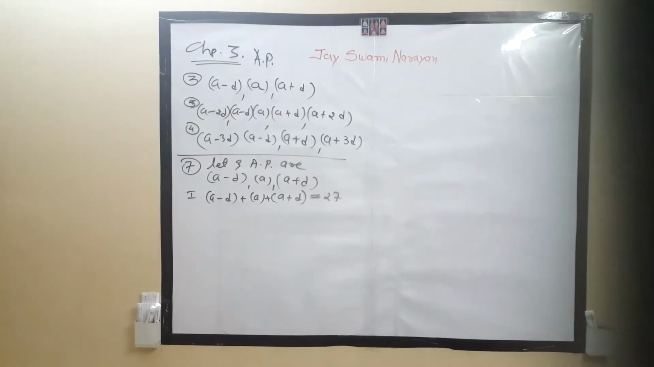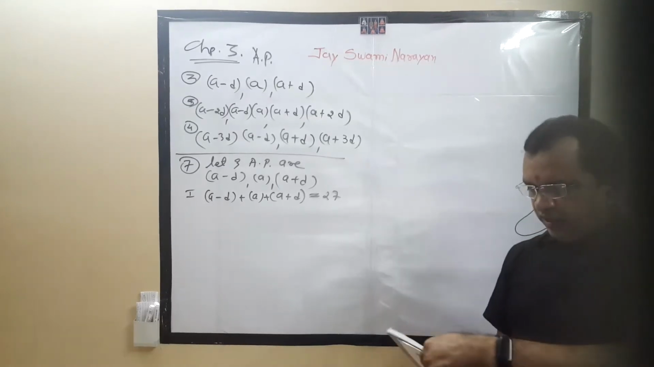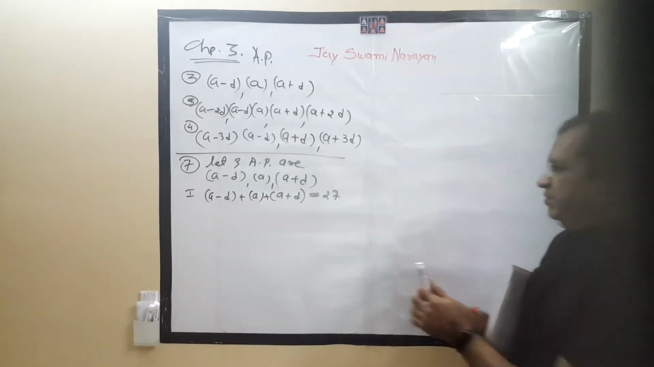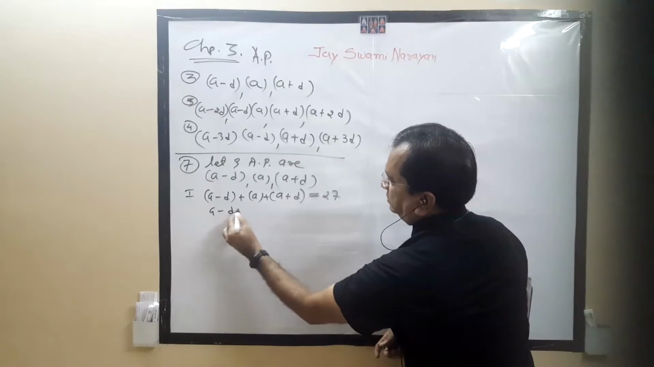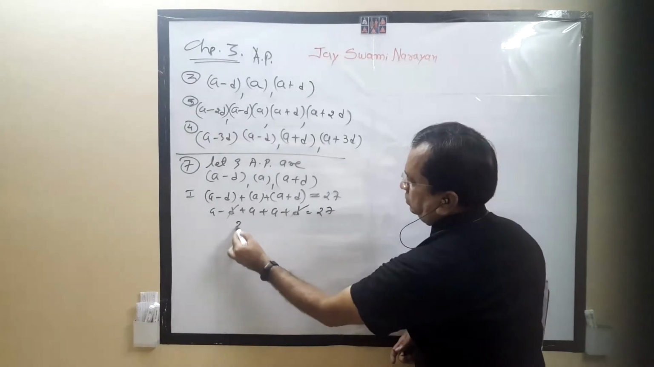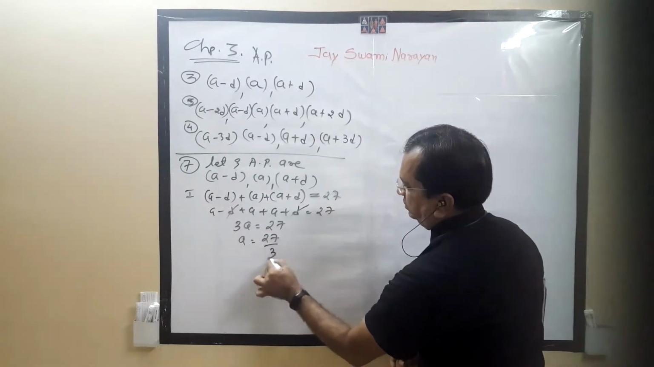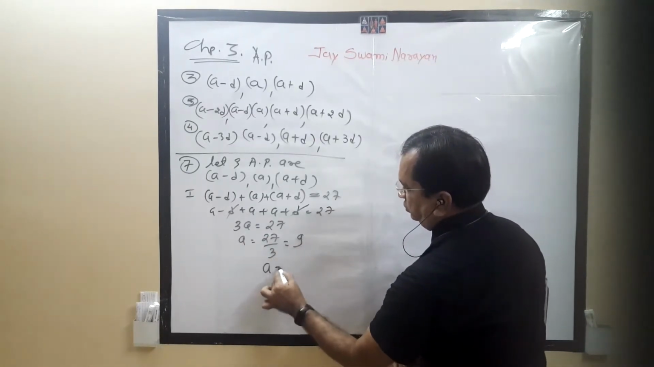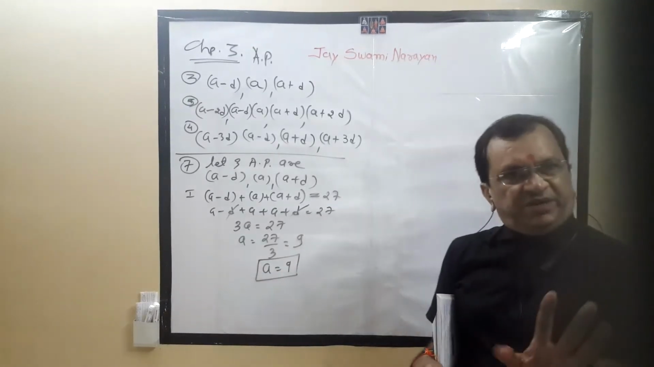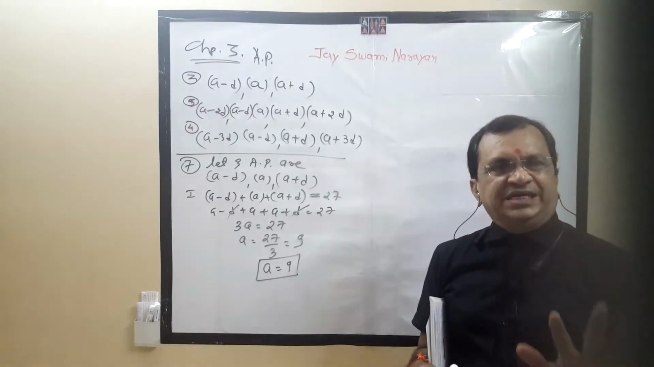Is it clear now? And their product is 504, but first simplify this. A minus D plus A plus D: cancel this, 27. So 3A is equal to 27. A is equal to 27 by 3, which is 9. So A is equal to 9. The sum of 3 numbers was given, so I have simplified it and got A equal to 9.